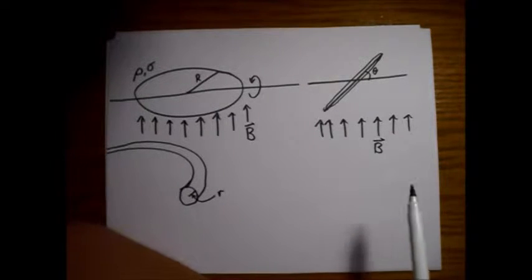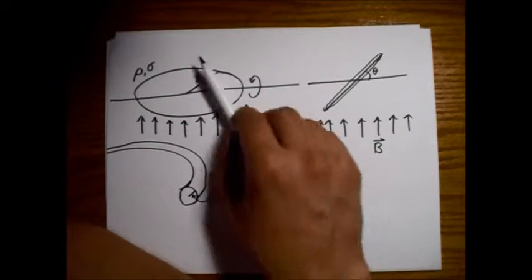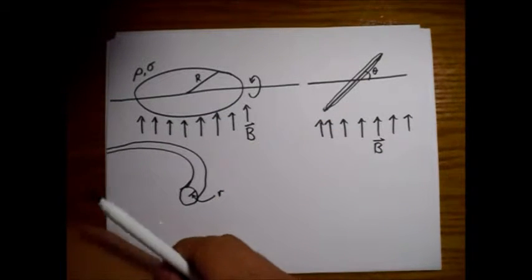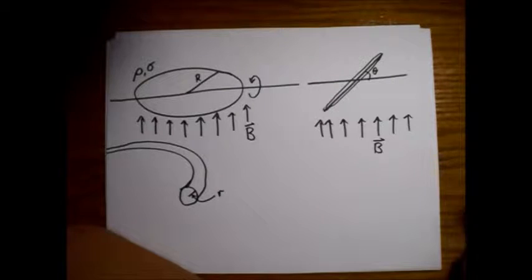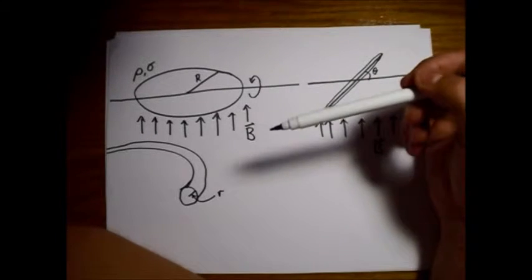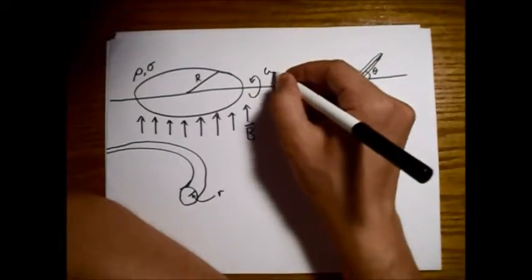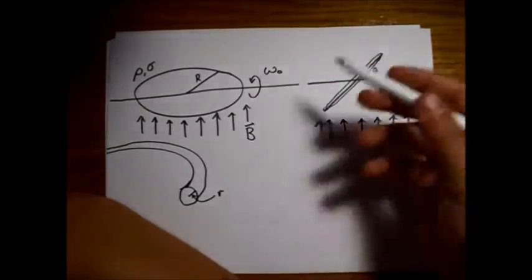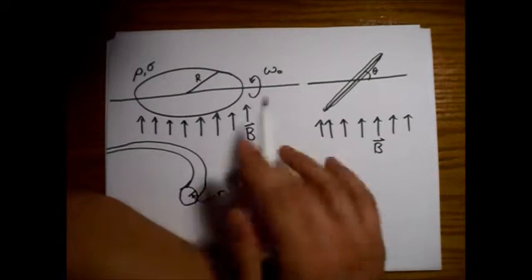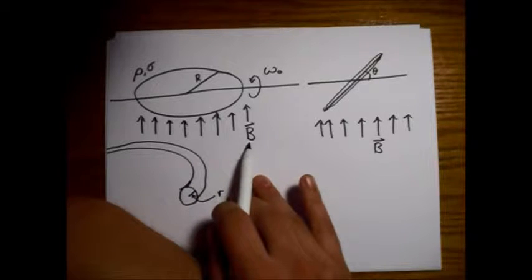Imagine a ring of wire. It's a complete circuit, just a thin wire. We start rotating it at some initial angular velocity, omega naught, and we place it in a constant magnetic field, B.